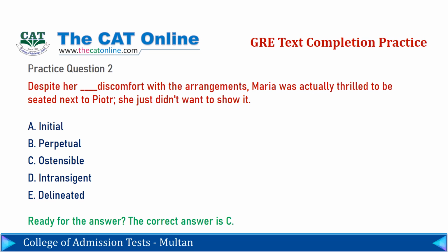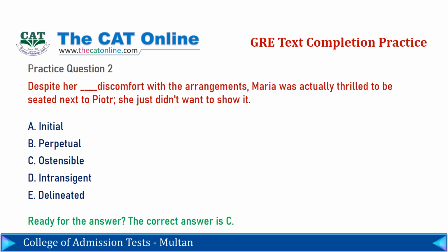Try the same technique: first use context clues to see what you would plug in the blank, and then look down the answer choices to see what you can eliminate. Pause the video right now if you need some time to work on it. Ready for the answer? The correct answer is C.